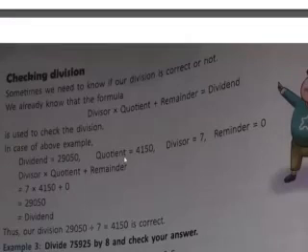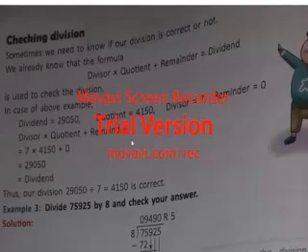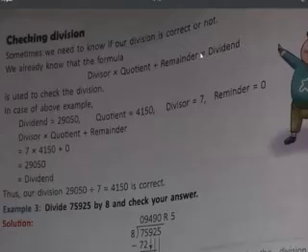Now you can see checking division, how to check our division, has been explained over here. Sometimes we need to know if our division is correct or not. We already know the formula: divisor into quotient plus remainder is equal to dividend. This is the formula for checking. When we multiply divisor and quotient and then add the remainder to it, if it comes equal to the dividend, that means our division is right. If it doesn't come equal to the dividend, then the division is wrong.